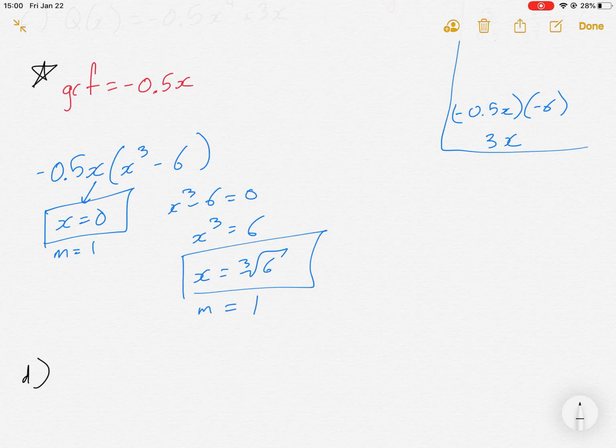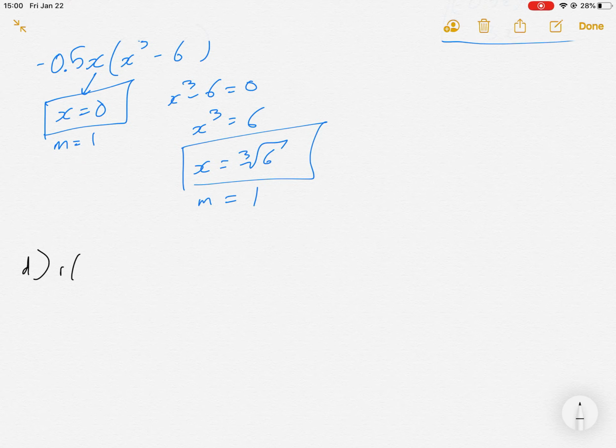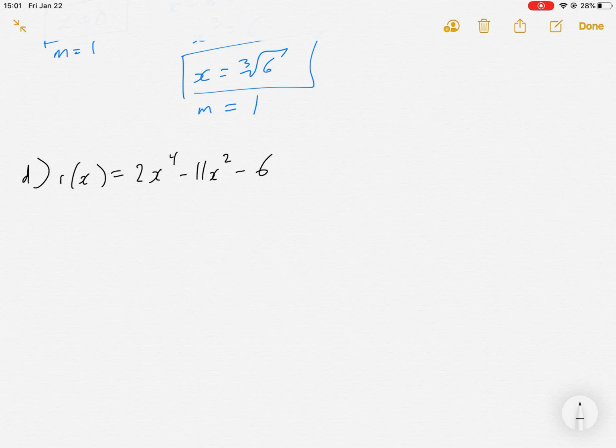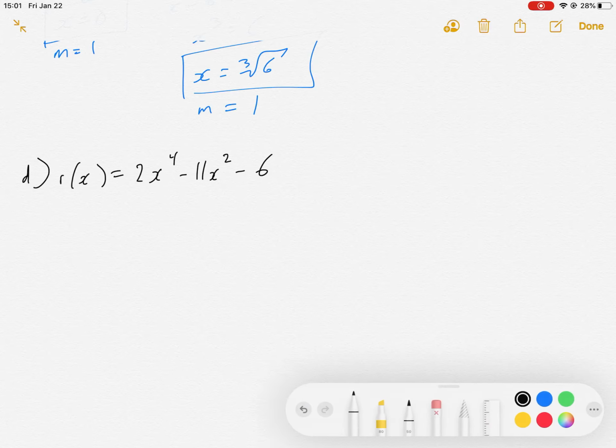Let's take a look at another one that actually won't deal with the GCF. So let's do r of x equals 2x to the fourth minus 11x squared minus 6. Okay, well, once again, I did just say this is not GCF, but let's take a look. Is there a GCF in this? No, 2, 11, and 6 don't have any. The 6 doesn't have an x in it, so we can't take any x's out. So at first glance, this looks impossible. However, it's not impossible. We're going to talk about how to solve it right now.